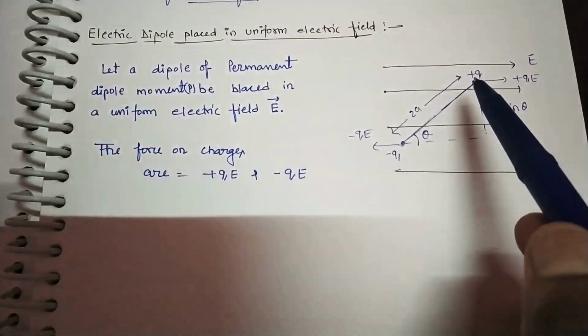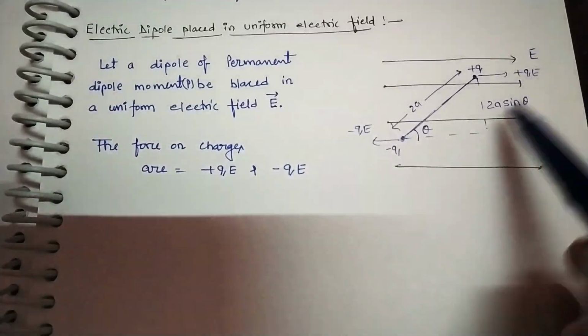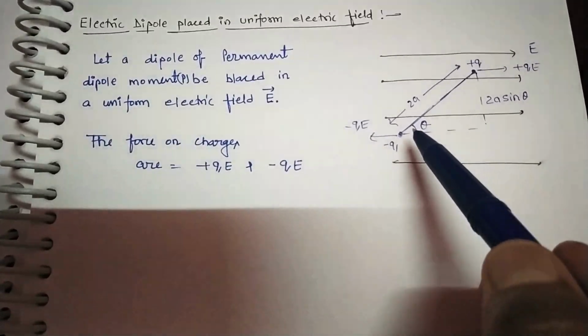Here you can see the positive charge and the negative charge, so definitely two forces will be there. Plus qE is in the direction of the field and minus qE is in the opposite direction of the field. Let the angle be theta.